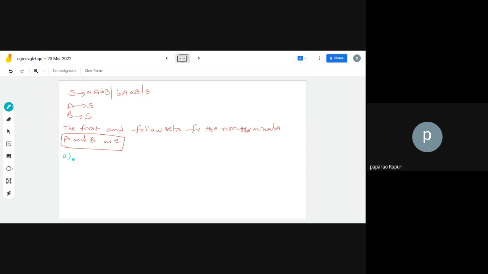Option A. First of A equals to small a comma small b comma epsilon equals to first of B. Follow of capital A equals to small a comma small b. Follow of small b equals to A comma B comma dollar. Okay.